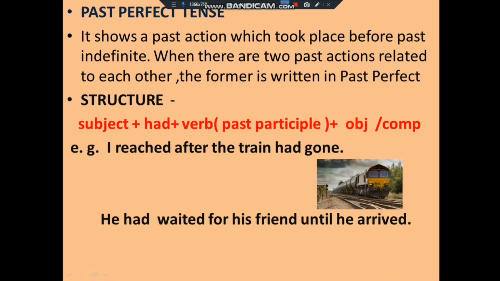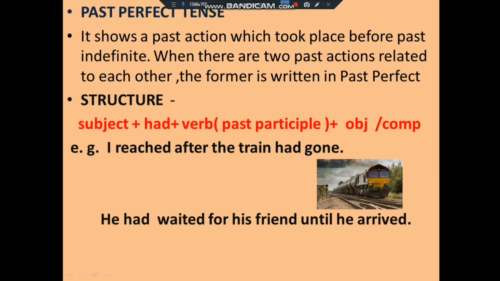Now, past perfect tense. It shows a past action which took place before the past indefinite. When there are two past actions related to each other, the former is written in past perfect tense. What does it mean? It means past perfect tense is basically used with past indefinite. If two past actions are taking place one by one, then the former, meaning the first action, is always written in past perfect tense.